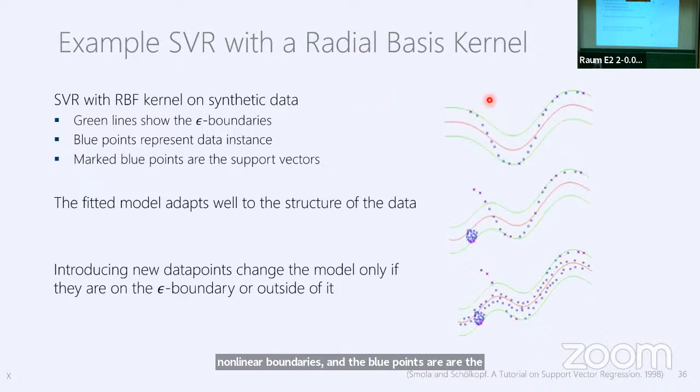Now, again, this is switched compared to classification. The points that are on the boundary or outside are the support vectors. For classification, it was on the boundary or inside.